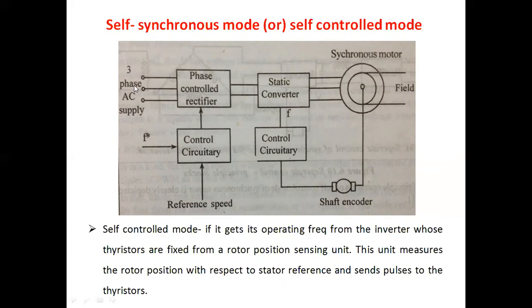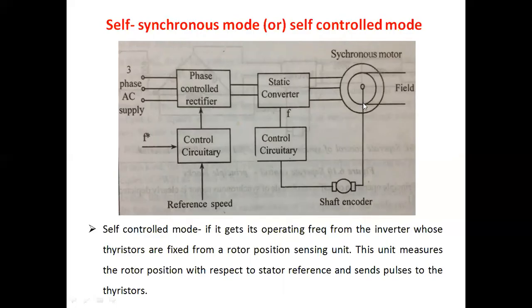See the block diagram. The three-phase AC supply is given to a phase control rectifier, which converts AC into DC voltage. That DC voltage is given to the inverter, the static converter, which converts DC into AC. It is connected to a single synchronous motor. The self-control mode is only applicable for a single synchronous motor drive.